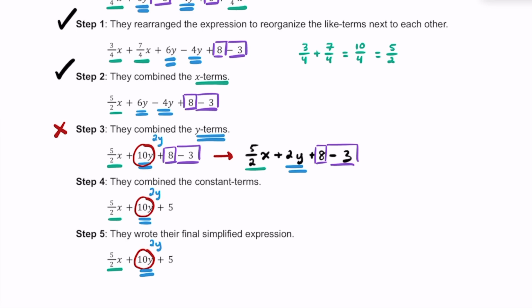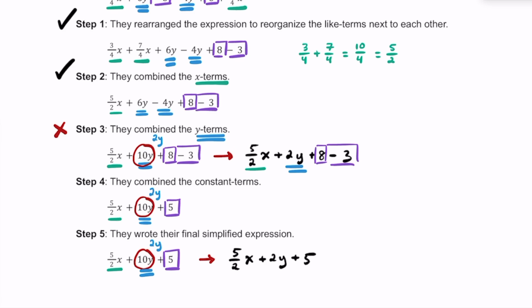Okay, and then for the constants, I don't think they did a bad job either. I think they did fine combining the constants. 8 minus 3 is just going to be 5. So everything else seems to be okay. Maybe we could also just write it down here that our final expression should just be 5/2x plus 2y plus 5. This should be the correct expression at the end.